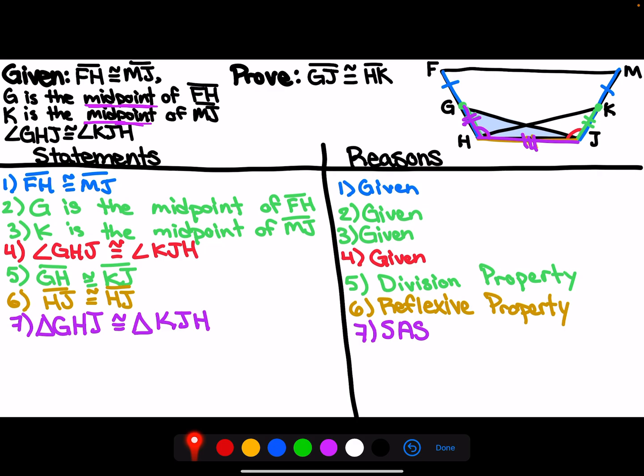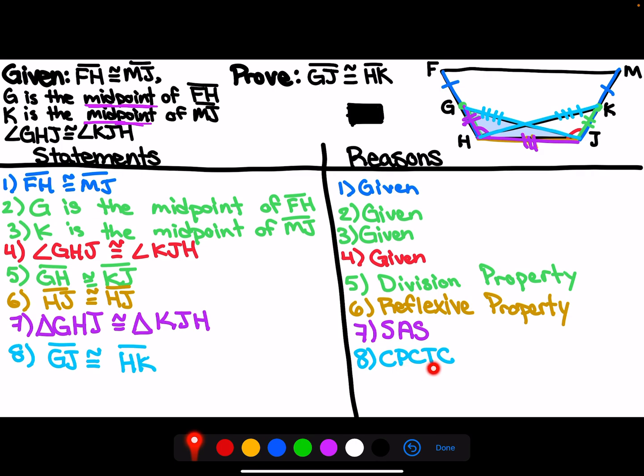Now, if the two triangles are congruent, it would make sense that the corresponding parts are as well. So you should be able to say that GJ is congruent to HK. And of course, that's because if the triangles are congruent, then the corresponding parts of the congruent triangles are also congruent. So CPCTC. And with that, that proof is finished.